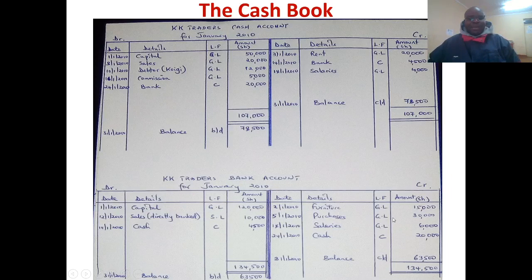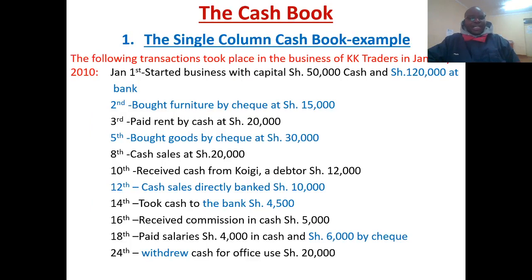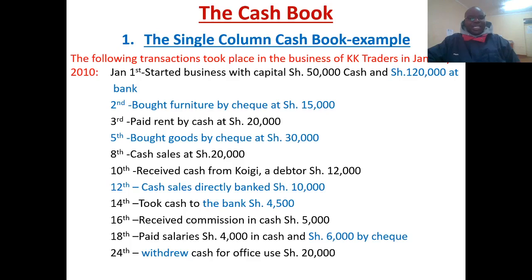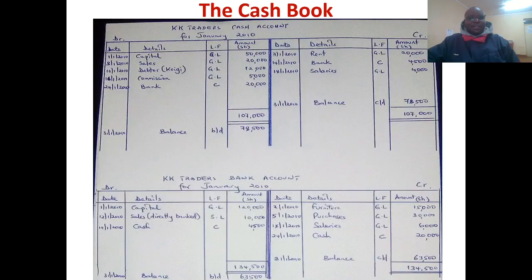That will appear in the bank account because a check will be cleared through the bank, and we are giving out or paying out money, 30,000 on the credit side. On 8th, we made cash sales of 20,000. That is a receipt that will appear on the debit side of the cash account. On 10th, they received cash from Koigi Adeta, 12,000. They had sold goods earlier on and they are receiving money now, 12,000 on the debit side of the cash account.